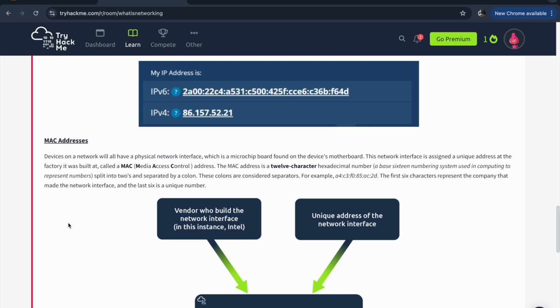Now the MAC address is a 12-character hexadecimal number, a base 16 number system used in computing to represent numbers, split into pairs and separated by a colon. These colons are considered separators. For example, A4, okay, I'm not going to read it, you can read it. The first six characters represent the company that made the network interface. So this, if you can see here, is the number that made the MAC address. And the last six are unique numbers.